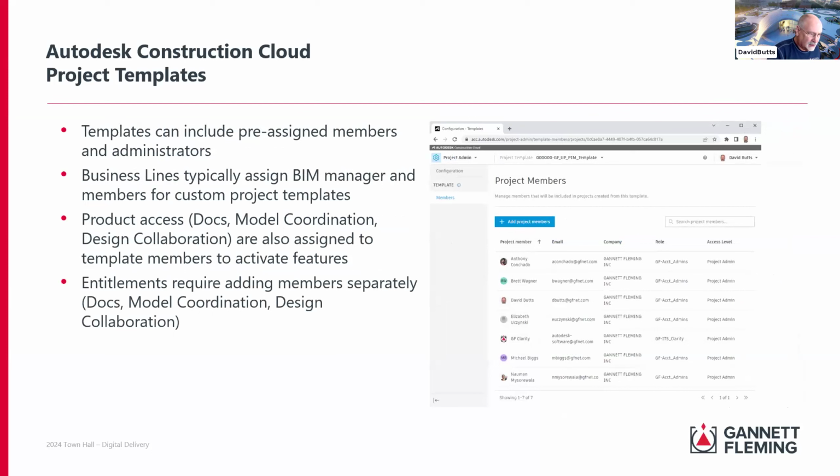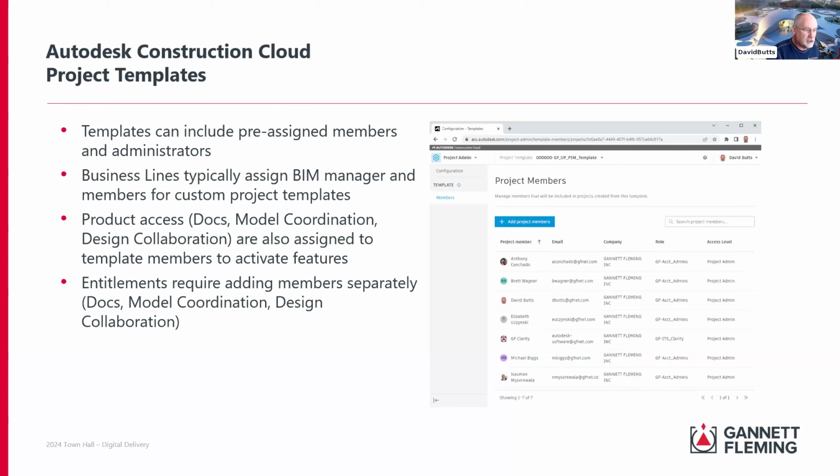And additionally, this is how we looked at it. We said, okay, our templates are going to include pre-assigned members and administrators. We started adding that BIM manager role so that somebody from a business line, a specific individual, would have that level of control to manage how a project is structured and how it's organized. You can also pre-assign what entitlements out of ACC, like, am I going to use model coordination? Am I going to use design collaboration? When you assign that user to the template, you can also pre-assign what access they're going to have. So you add that to the template members, and that helps expedite the setup as well.